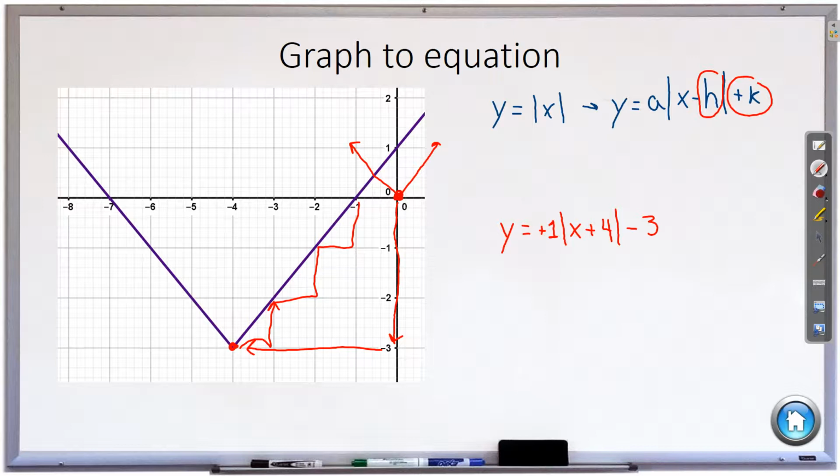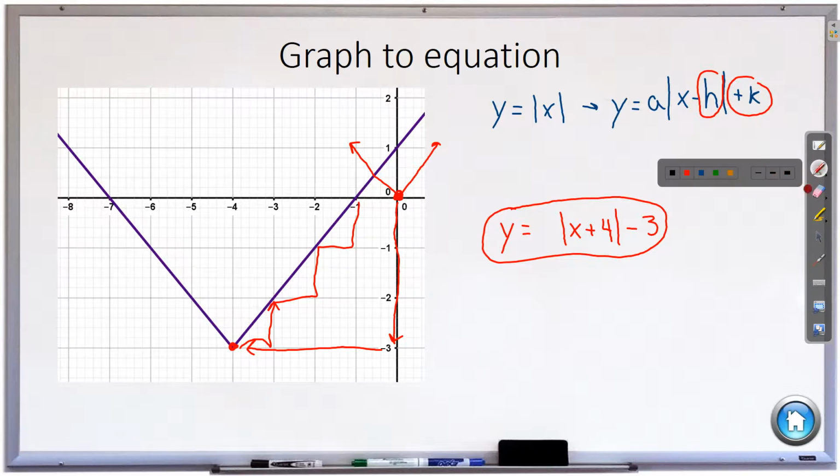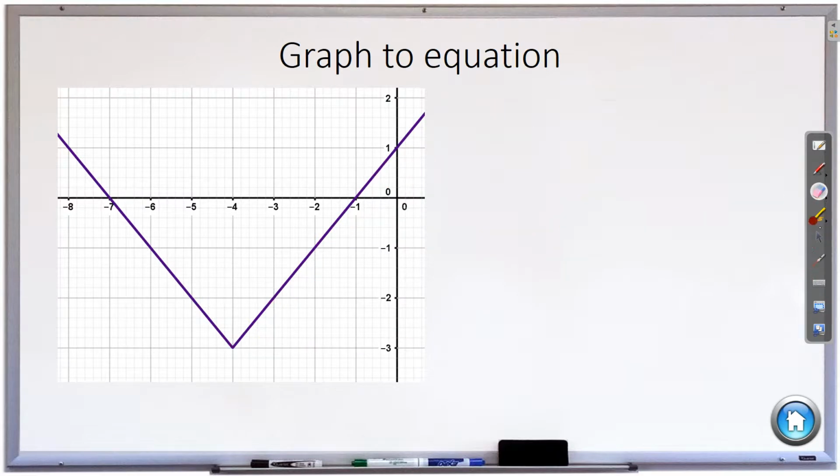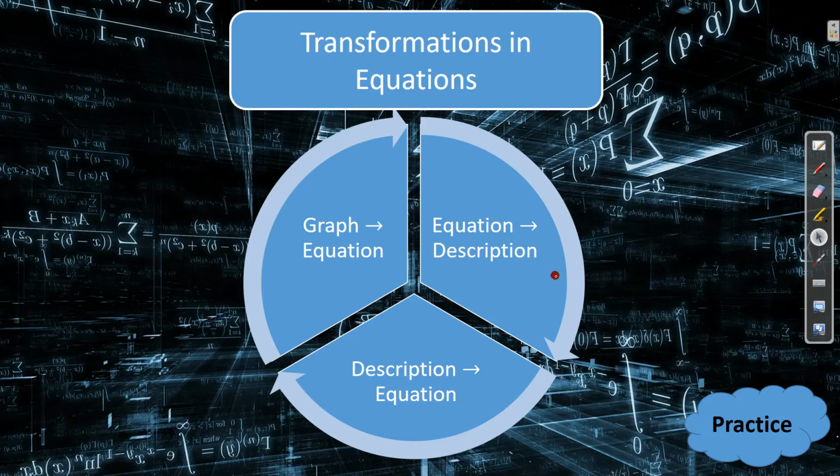And if you want, multiplying by 1 in the front doesn't actually change anything, so you can even just get rid of it. So there we have our equation. y is equal to the absolute value of x plus 4, minus 3. That will give us our blue equation, our blue graph. All right, so there we went from a graph to an equation based off of the transformation characteristics. Now let's try a different pairing.